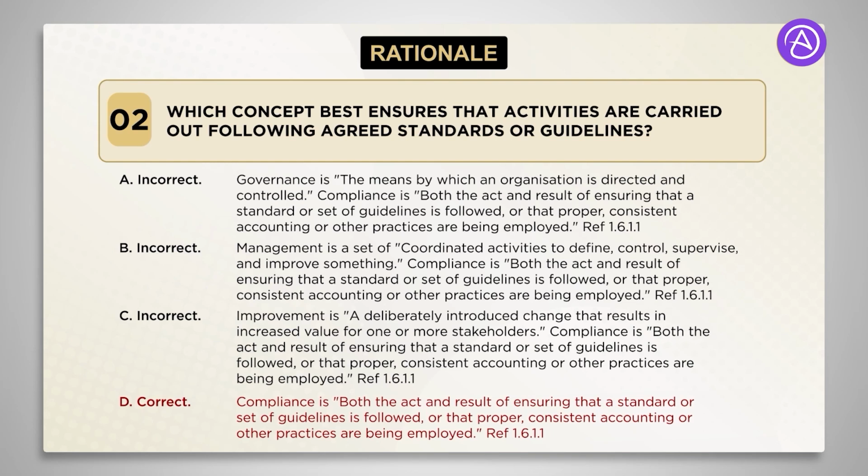We can discount A, governance, because governance is the means by which an organisation is directed and controlled. We can discount B, management, because that's a set of coordinated activities to define, control, supervise and improve something. And we can discount C, improvement, because improvement is described as a deliberately introduced change that results in increased value for one or more stakeholders. So the correct answer to this question is D, compliance.